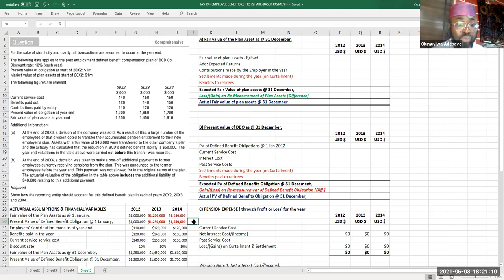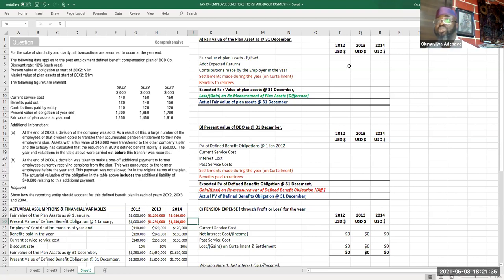Now we have been able to populate this. Okay, what other information was given to us? Additional information in the books, which we are going to address. Now, the two additional information given to us has nothing to do with 2012, which means in 2012, we can go ahead without consideration of that adjustment to solve our problems. Now, how do I solve our problem?